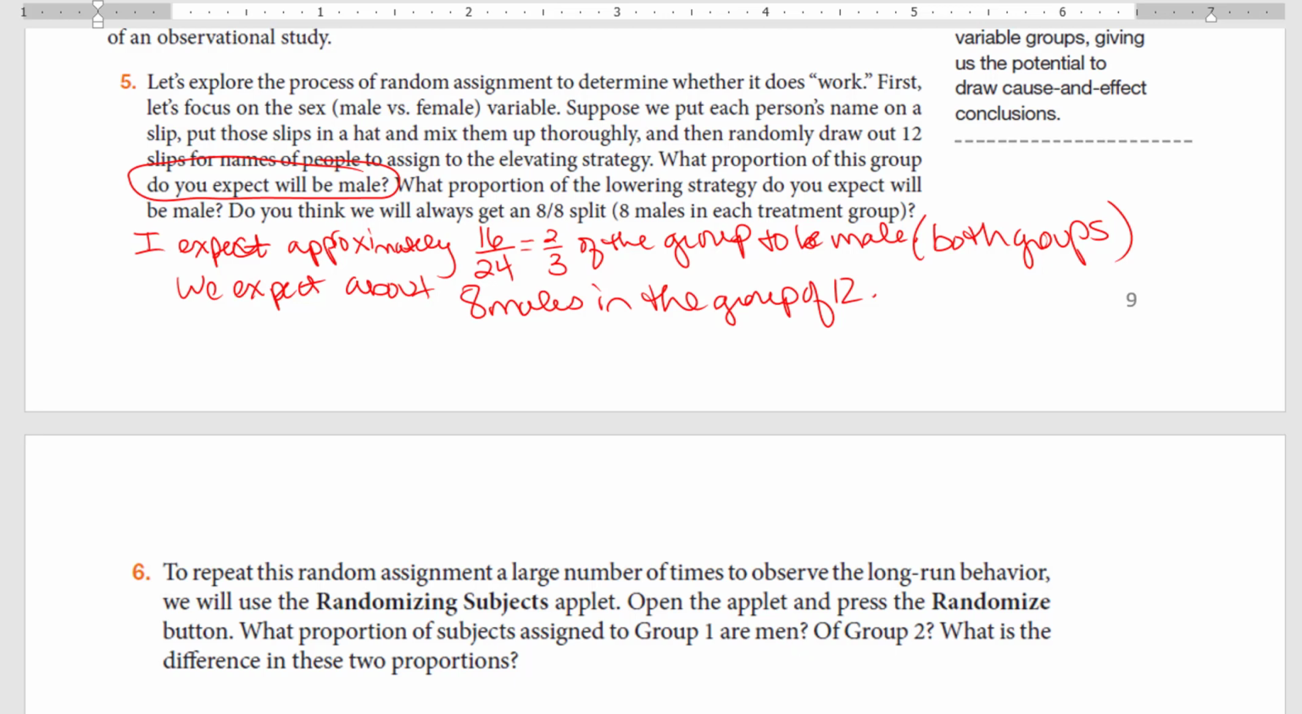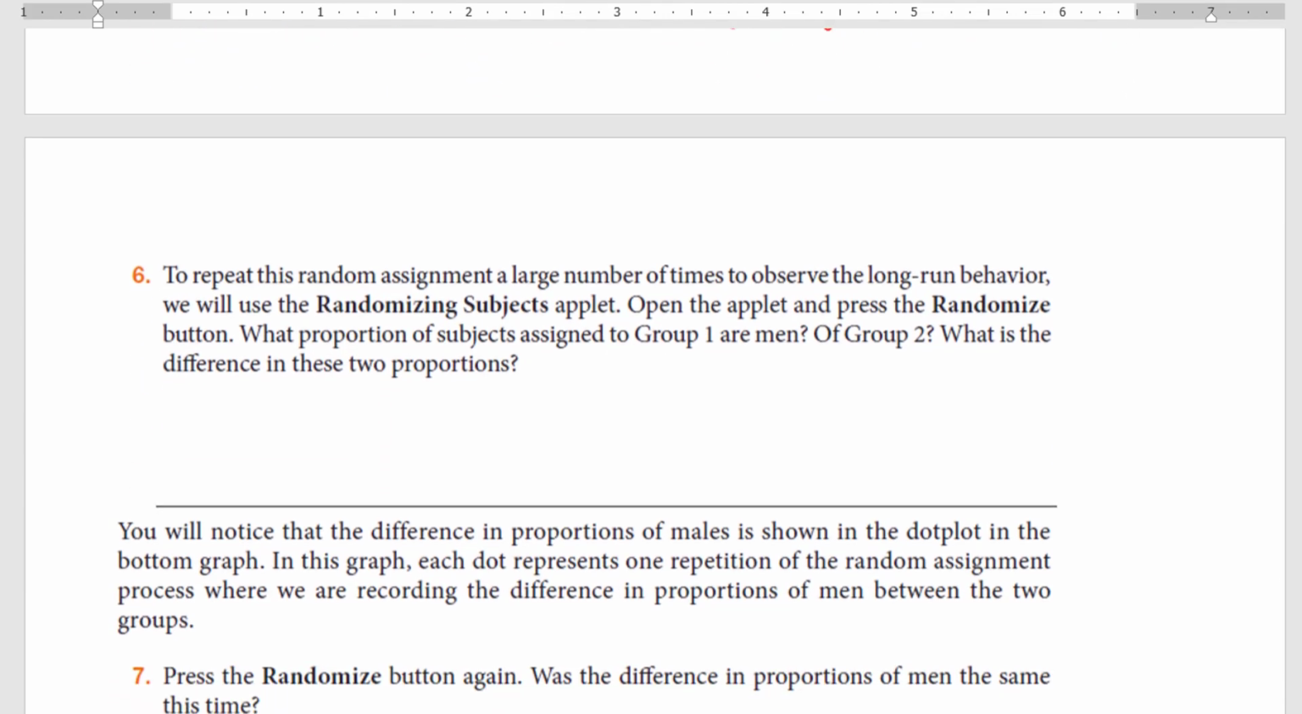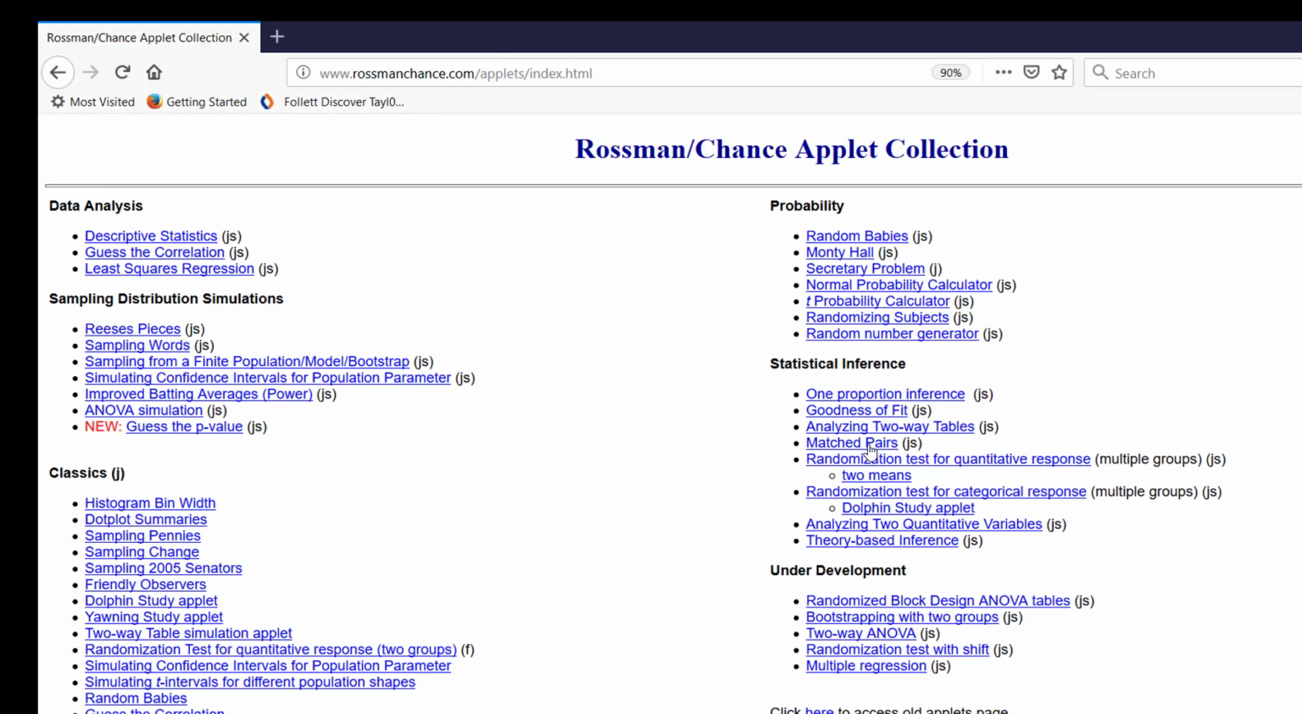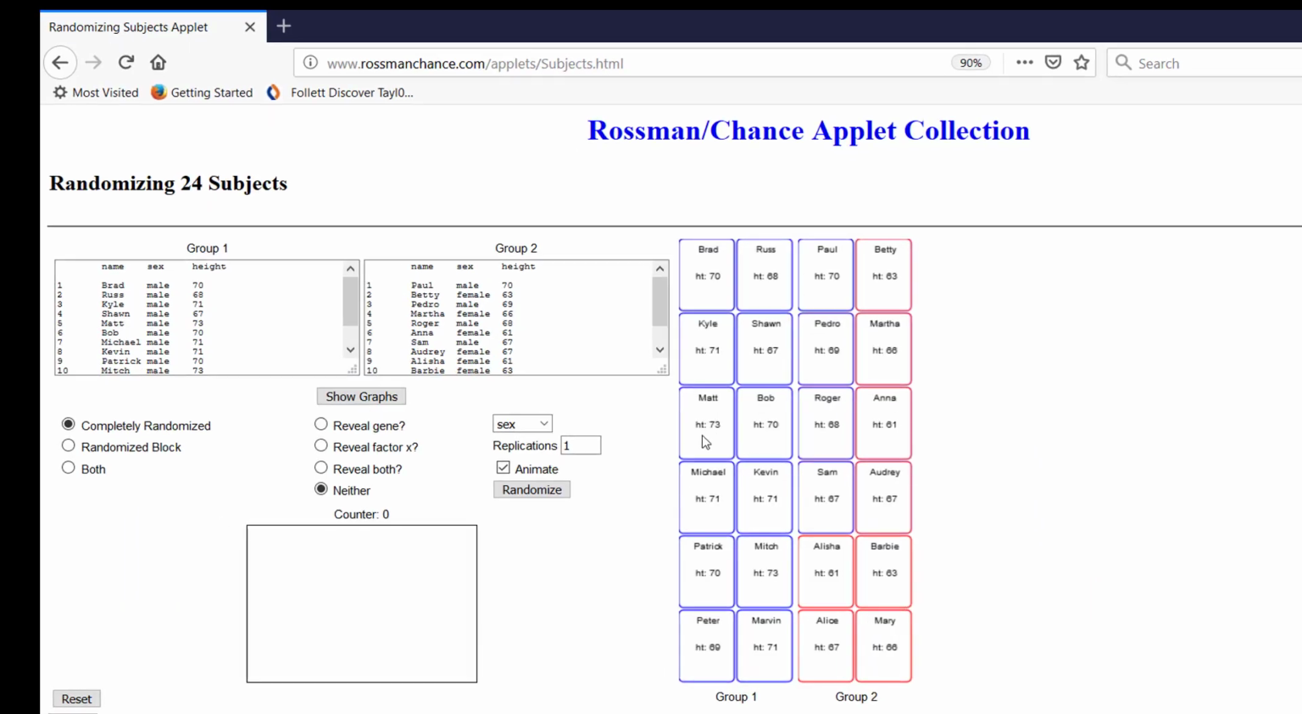What we're going to do now is actually explore the distribution to see what we should expect. So there is a Rossmann-Chance applet. Let's go straight to that. Here in the Rossmann-Chance applet collection, you see on the top right the applet Randomizing Subjects. I'm going to click on that.